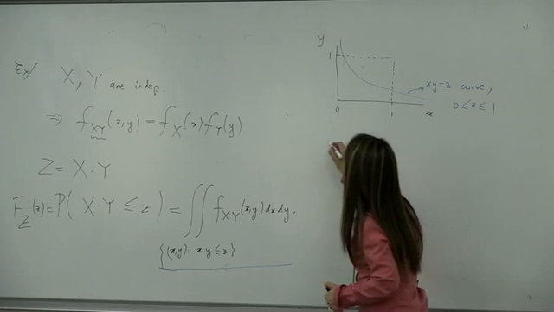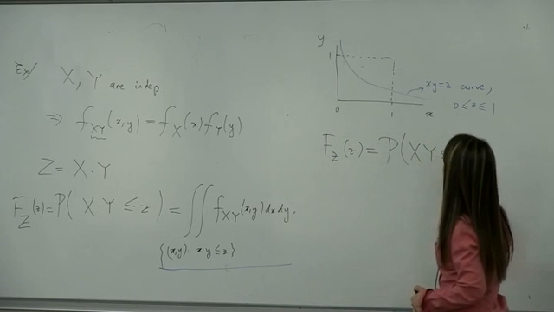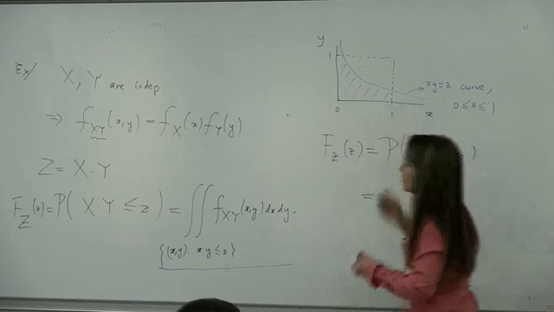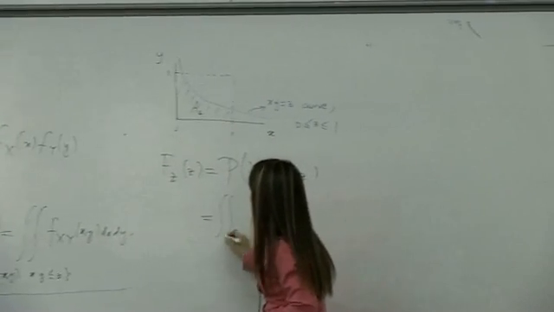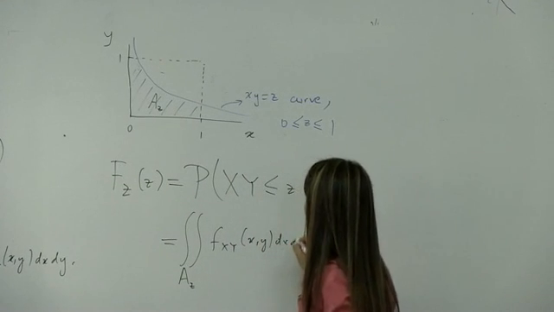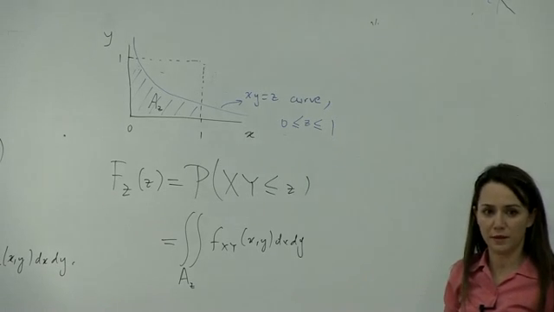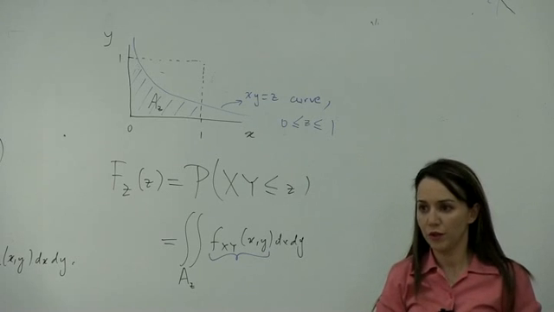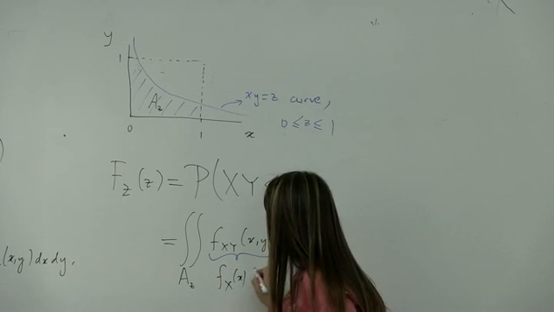So, F_Z of z, which is the probability that x times y is less than or equal to z, is nothing but the integral over this region. Let's call it region A_z. Integral over A_z, f_XY(x, y) dx dy. Okay, this is the point at which we can benefit from independence. Why? Because this f_XY, the joint PDF, will break into the multiplication of f_X and f_Y.